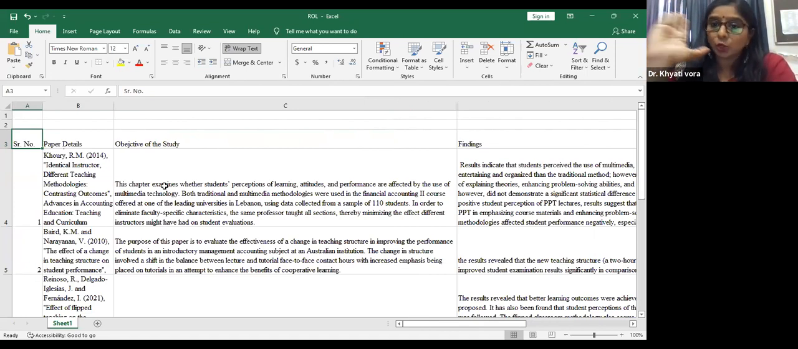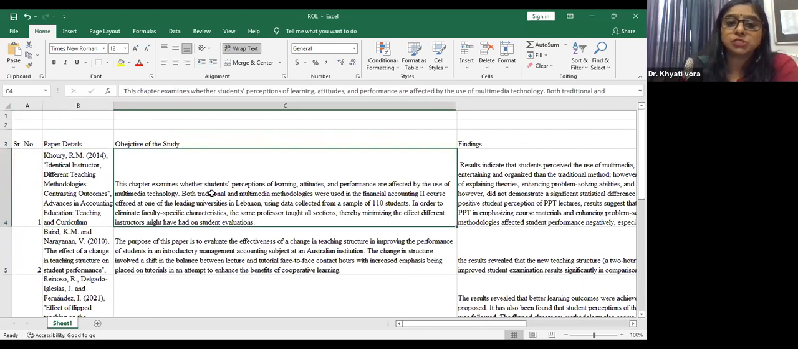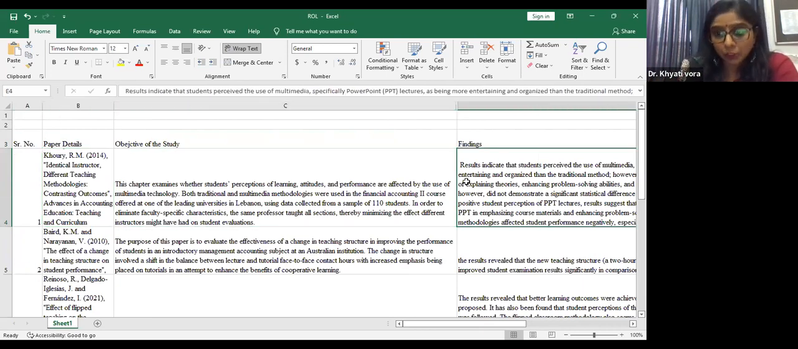Now, from where to do this ROL, that session has already been done, so I'm not talking about that. But from ROL, how will you derive your hypothesis? That is what I'm doing. From that paper, say for example, this is one paper that I have reviewed. What I will do is, I will cut, copy, paste the objective of the study, also the methodology, which I have not done as of now, and the findings. Three things: objective of the study, methodology, and finding as it is from that paper.